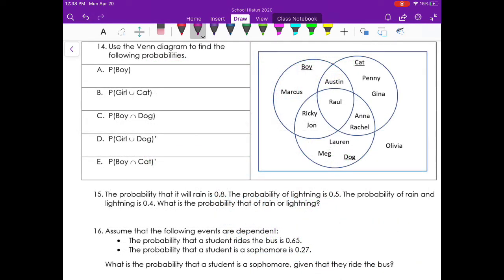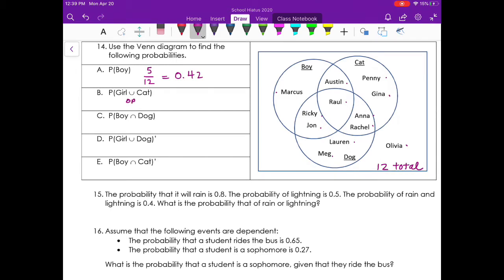For number 14, we'll use the Venn diagram to find the probabilities. The first one is find the probability that a student is a boy. So in the boy bubble in our Venn diagram, there are 5 boys out of 12 total. So 5 boys out of 12 total, 0.42.